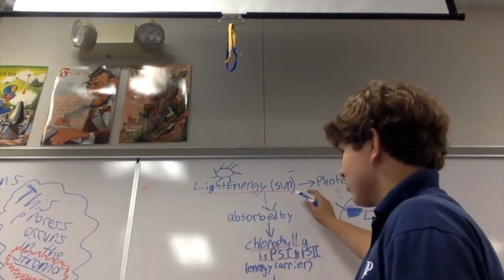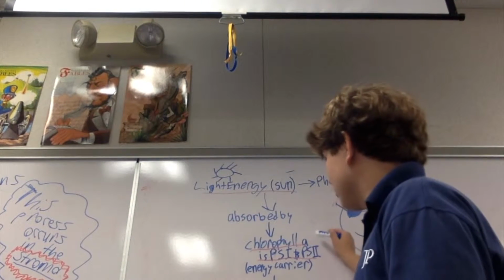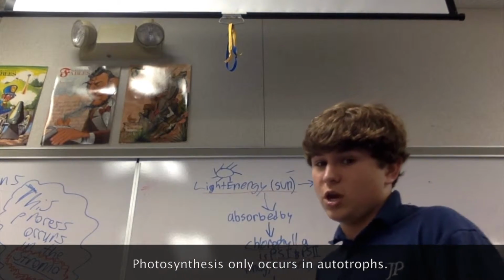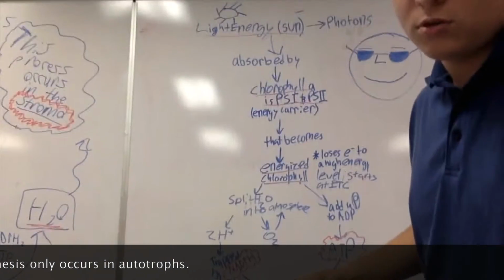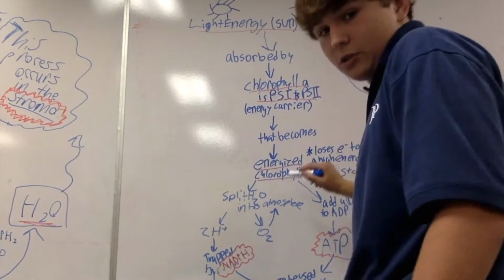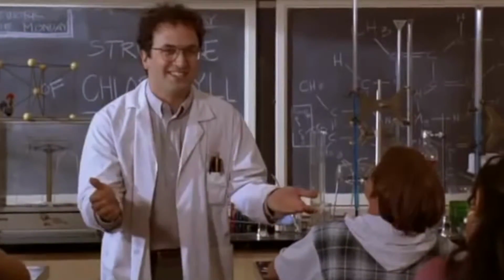First of all, light energy from the sun is absorbed by chlorophyll a in photosystem 1 and photosystem 2. Those are energy carriers. Then it becomes energized chlorophyll. And poor chlorophyll is caught in the middle of this.